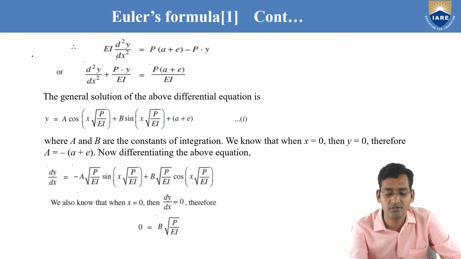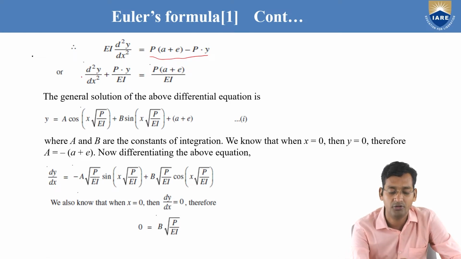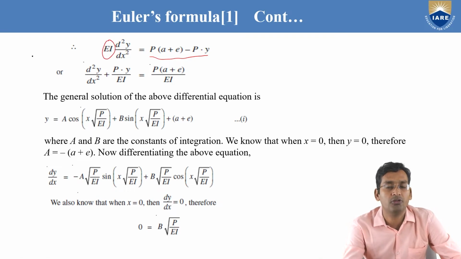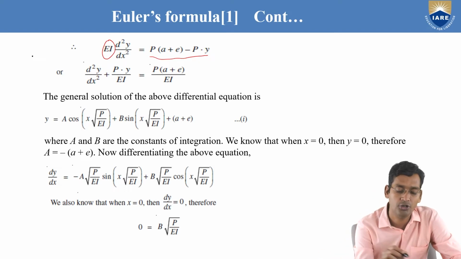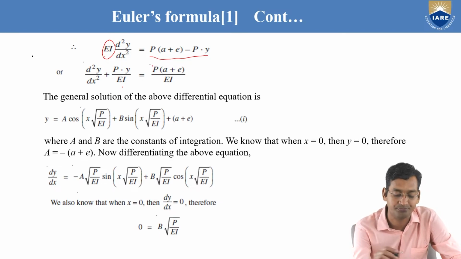So this is the formula, right? EI d2y by dx square equals M. What is M here? P into (a plus e) minus Py. After this, what we will get? The same again, what you have to do? The coefficient of d2y by dx square should be 1. So divide by EI throughout, and this EI will get cancelled. So we get d2y by dx square plus P y by EI equals P into (a plus e) by EI.